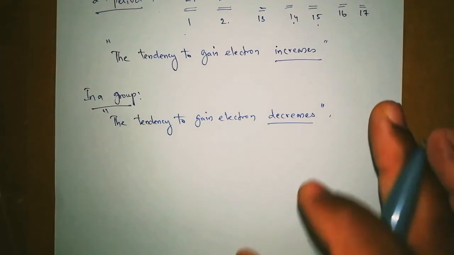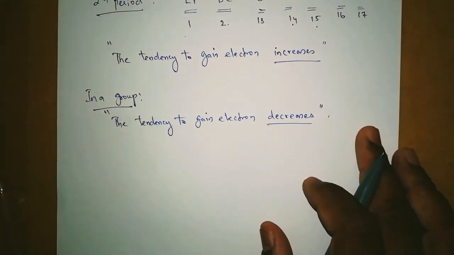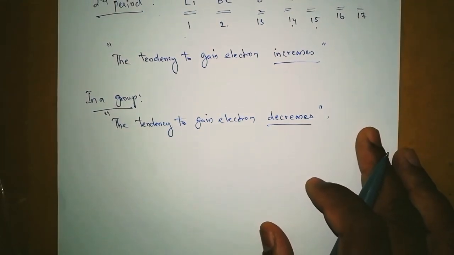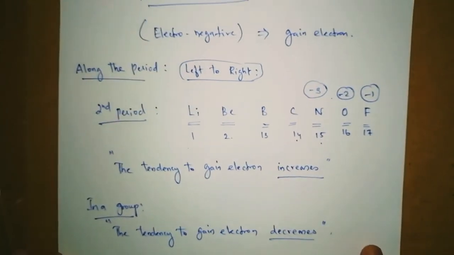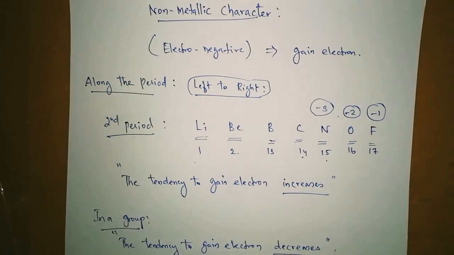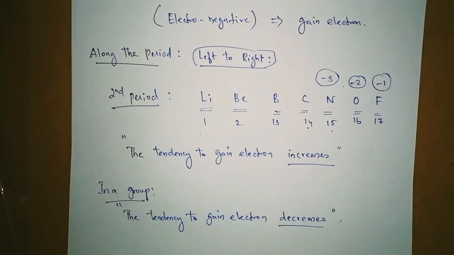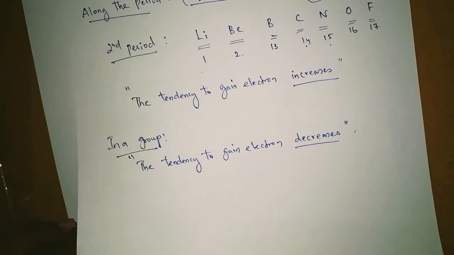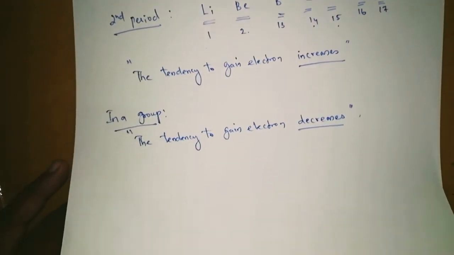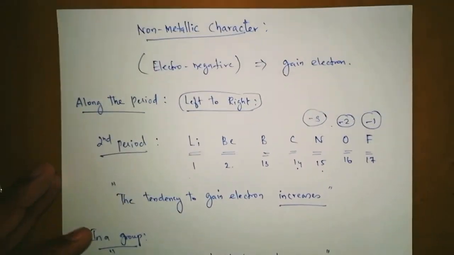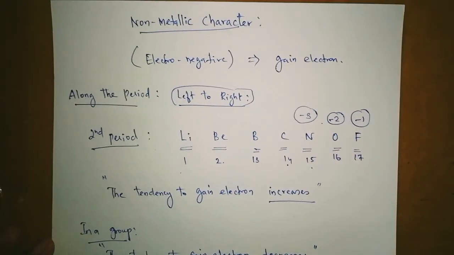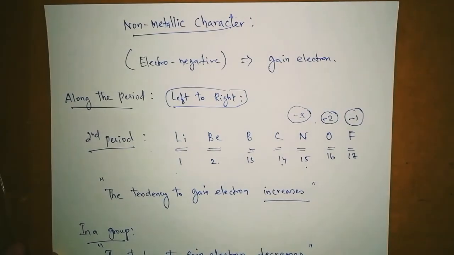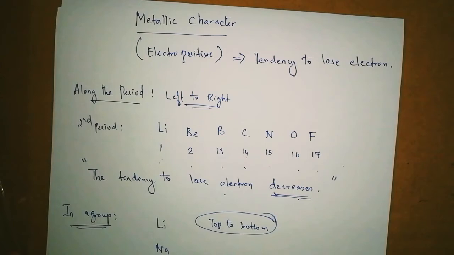Am I right? So these are the things we are learning in this topic. I hope you will understand this. So two topics we have learned: the metallic and the non-metallic character, both along the period as well as along the group. So these two things are very important for our chapter, and it will also be one of the very important questions coming in your exams, both metallic as well as non-metallic character.